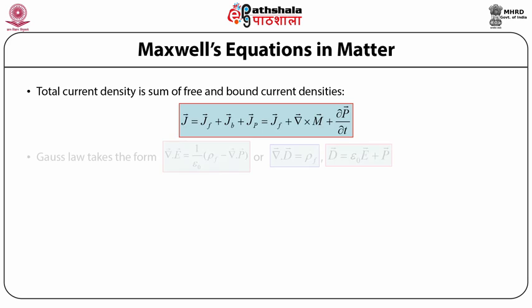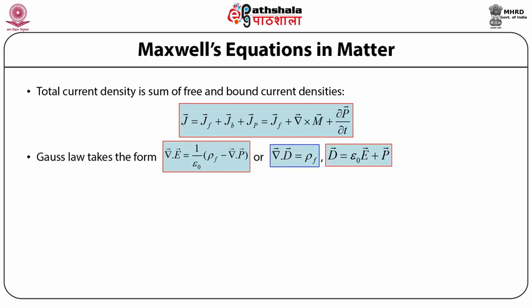Hence, Gauss's law, the first of the Maxwell's equations, now takes the form: divergence of the electric field vector E is equal to 1 upon epsilon naught times (rho subscript F minus divergence of the electric polarization vector P), or the divergence of the electric displacement vector D is equal to rho subscript F, where rho subscript F is the volume charge density due to free charges, and the electric displacement vector D is defined as epsilon naught times the electric field vector E plus the polarization vector P.